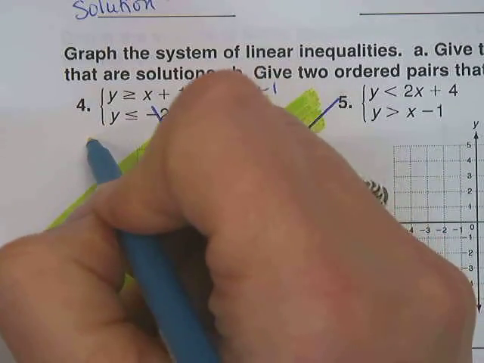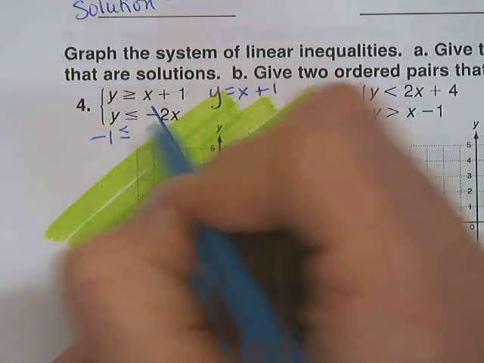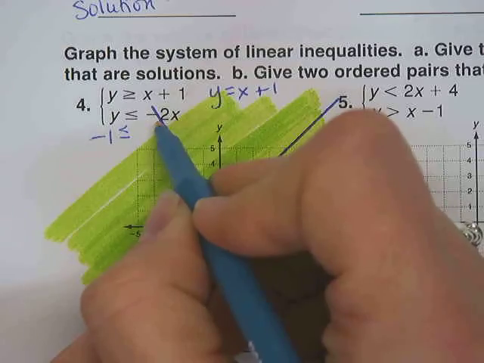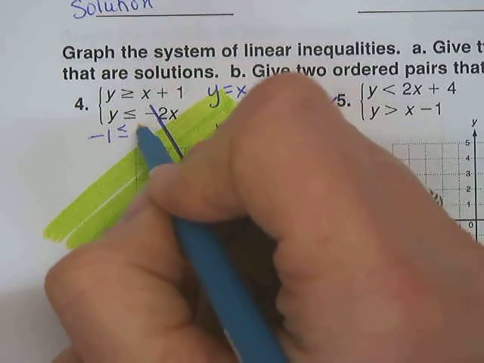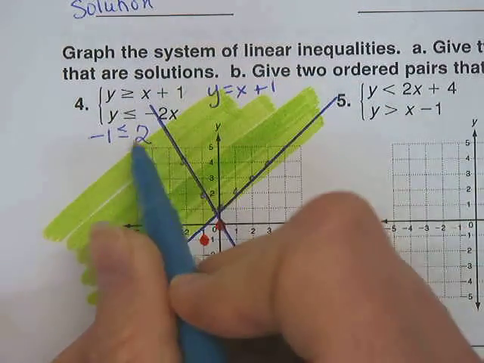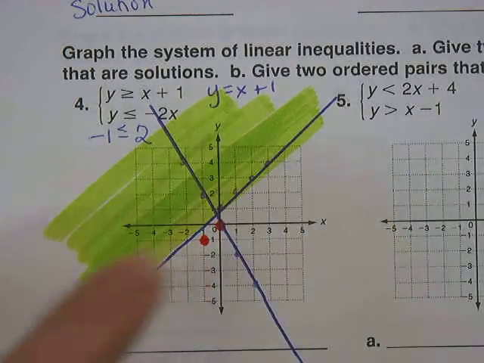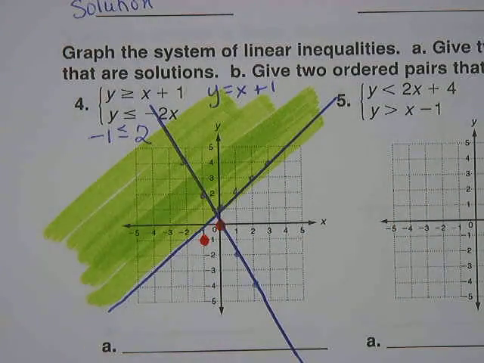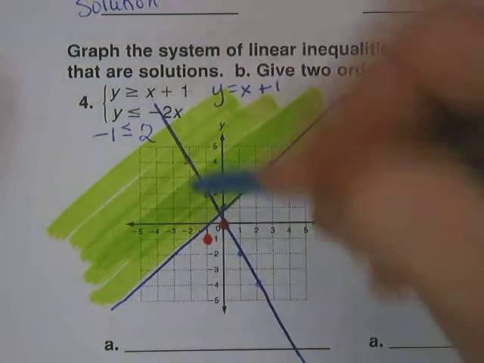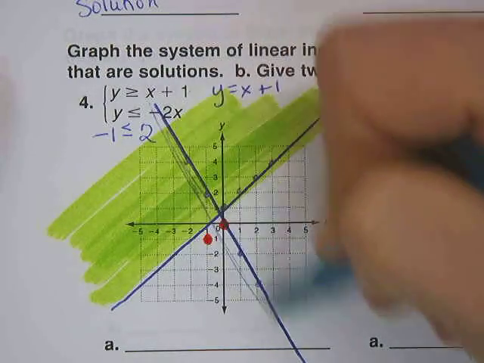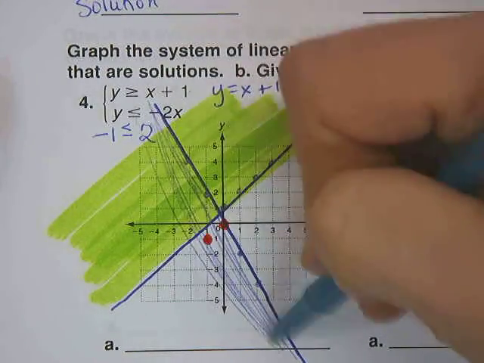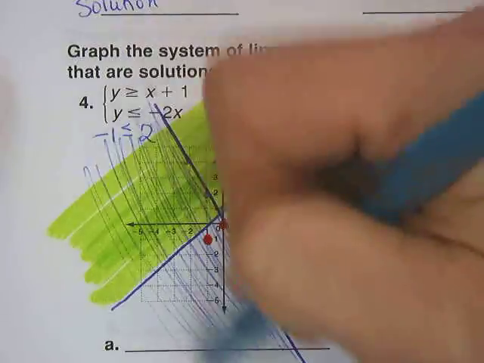Negative 1, negative 1. So when y is negative 1 and x is negative 1, negative 2 times negative 1 is 2. Is this true? Yes, it is. So that means my solution set is going to be everything underneath this line.